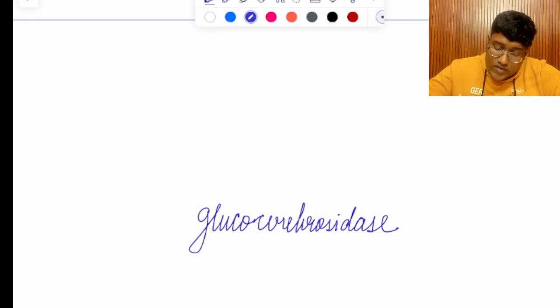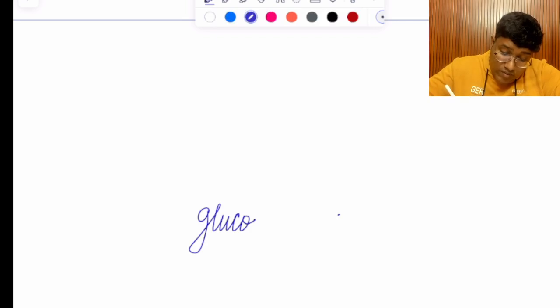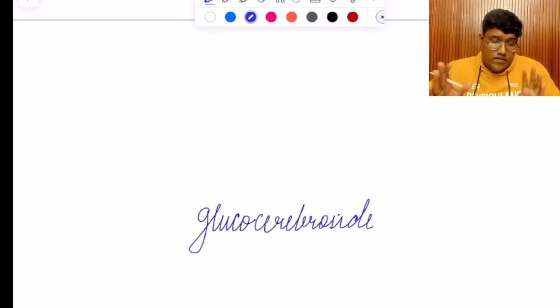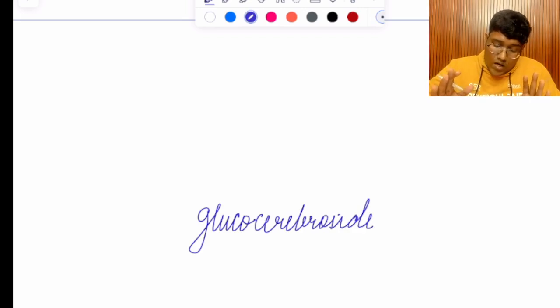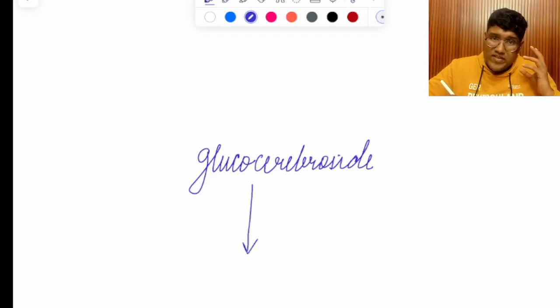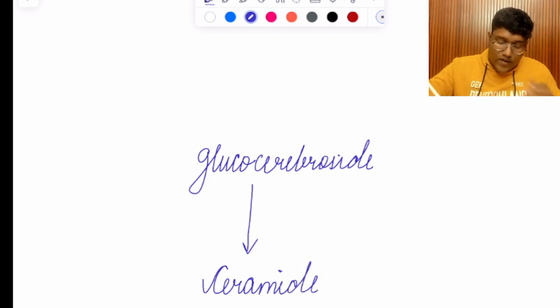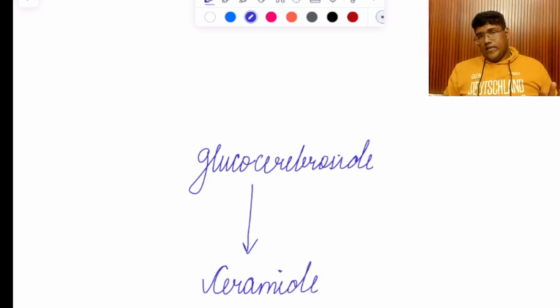Okay, glucocerebrosidase. Cerebrosidase will become the enzyme. So, glucocerebroside. Okay, so that's going to be there. And glucocerebroside, something to do with cerebrum. You'll hear these topics. There's something called ceramide. So everything is connected here. Okay, glucocerebrosidase, ceramide.